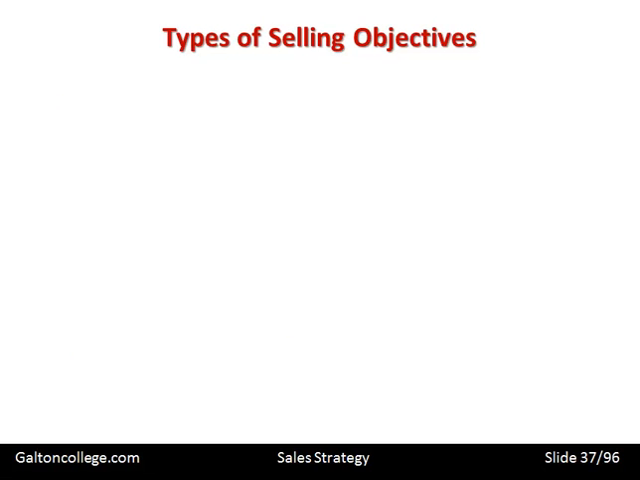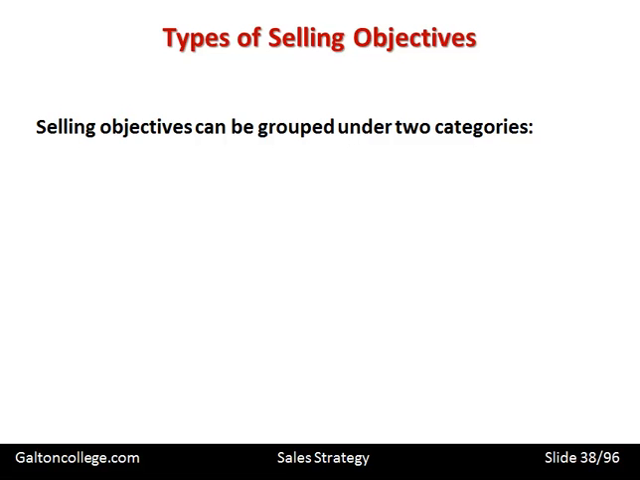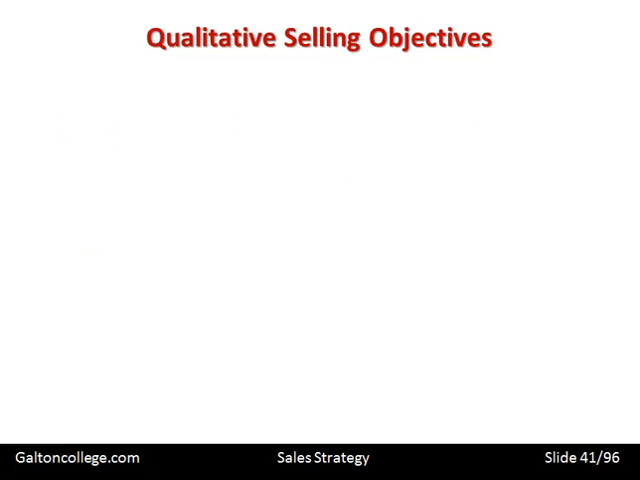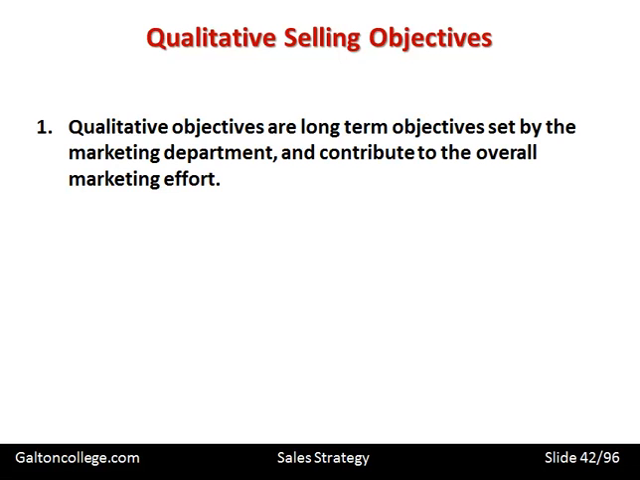Now the types of selling objectives, well, they can be grouped under two categories: quantitative selling objectives and qualitative sales objectives. Of course, when we see the word quantitative, it always conjures up the possibility of a qualitative. And here we've got both sides again. Start with the qualitative sales objective.